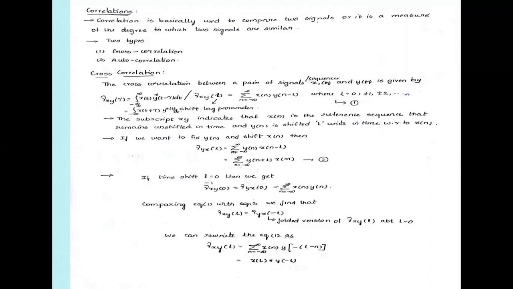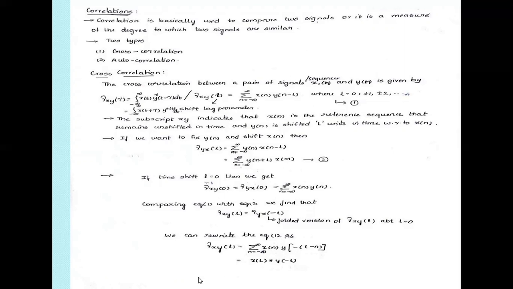Correlation is basically used to compare two signals, or it is a measure of the degree to which two signals are similar. There are two types of correlations: cross correlation and autocorrelation.